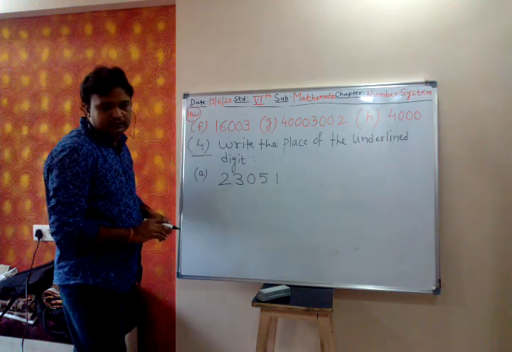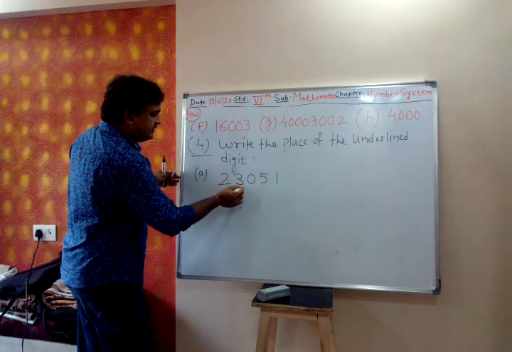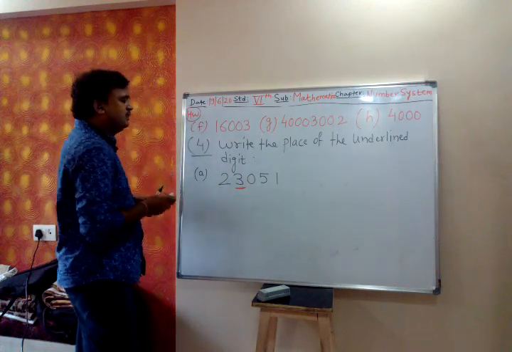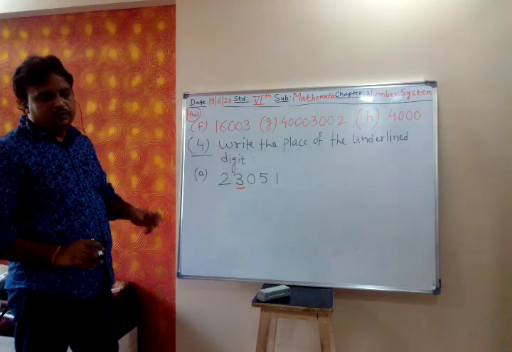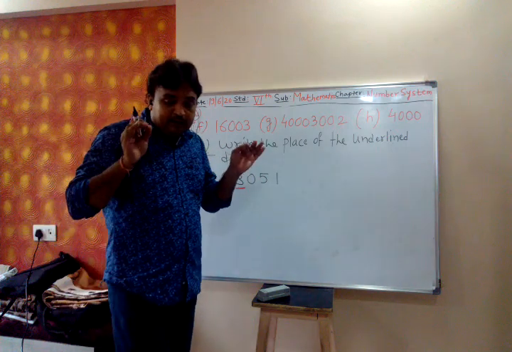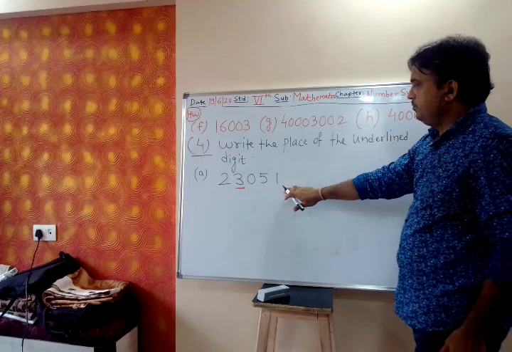23051. In this, the underlined digit is 3. 3 is underlined. 23051, 3. Write the place of the underlined digit. You are given a number.